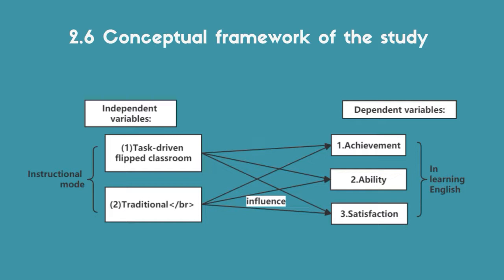Then there are two types of variables called independent variables and dependent variables. The independent variables are instructional mode, including task-driven flipped classroom and traditional instructional mode. And the dependent variables are achievement, ability, and satisfaction in English learning.